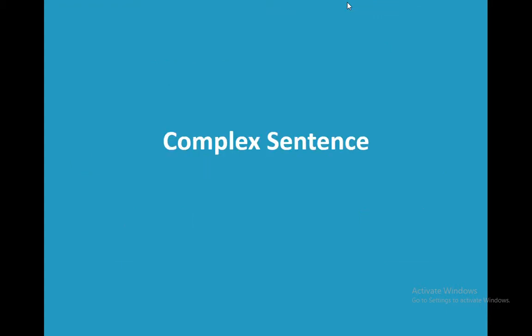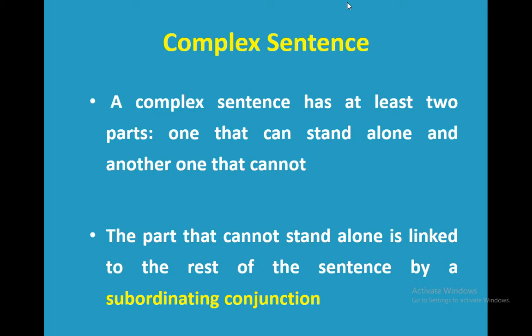The last part in this lesson is the complex sentence. A complex sentence has at least two parts, one that can stand alone, which we call an independent clause, and another one that cannot stand alone, which we call a dependent clause. The part that cannot stand alone is linked to the rest of the sentence by a subordinating conjunction. So the dependent clause is always linked to a subordinating conjunction.